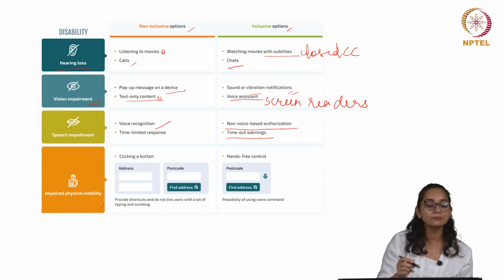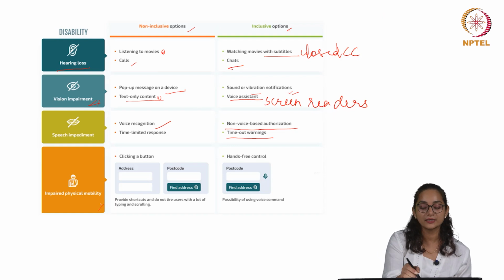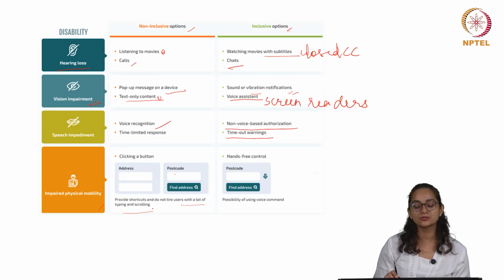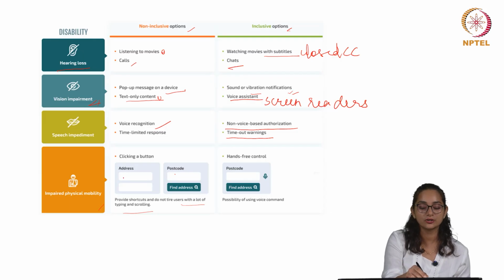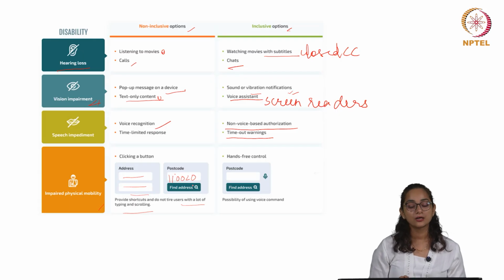Then there can be impairments around physical mobility. So of course, like clicking a button or providing shortcuts that do not tire users with a lot of typing and scrolling. So many a times, instead of asking them to type the entire address, you can just ask them to enter your postal code and press a button, and it is able to locate your address.